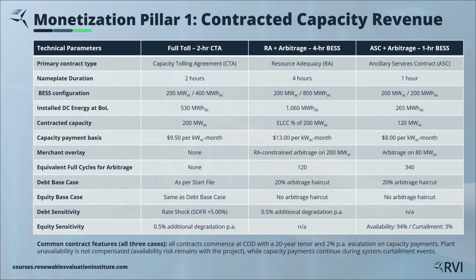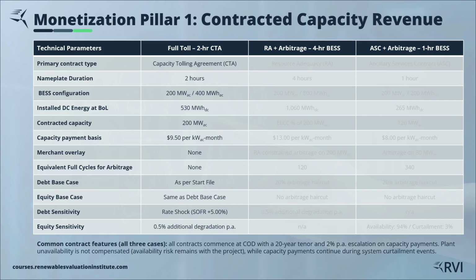Specifically, we will focus on the first 4 cases in the model, all within the full tolling structure. The 4 cases are first our debt base case, also referred to as the debt sizing case, our equity base case, which in our case is identical to the debt base case. Then we will have a debt sensitivity, which will be an interest rate shock where we uplift SOFR by 500 bips. And finally, we'll also have an equity sensitivity where we assume an additional 0.5% degradation per annum for our batteries.